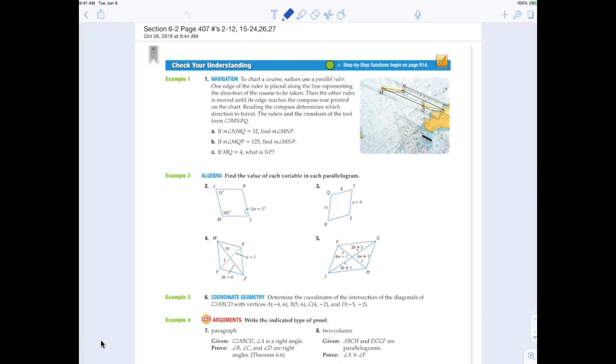So yes, this is section 6-2, page 407, problems 2 through 12, 15 through 24, 26 and 27. So it doesn't appear to be that big of a deal.